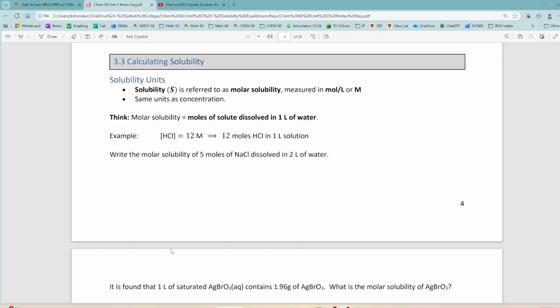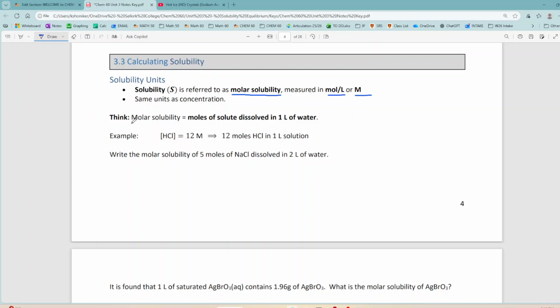Right, let's get mathy. So we've talked about how to recognize a saturated solution. Now we want to talk about how to calculate solubility. So solubility, S, is referred to as molar solubility because it's measured in moles per liter, or molarity, right? It's the same units as concentration. It's the amount of moles of solute dissolved in 1 liter of water.